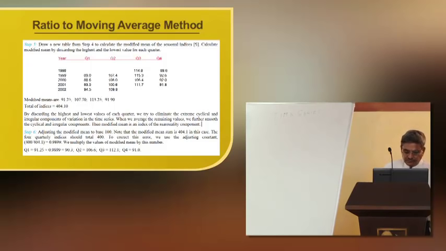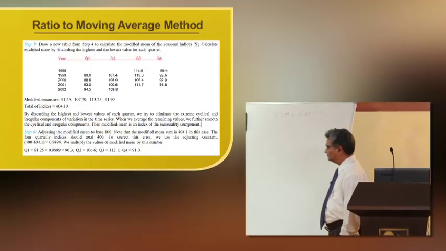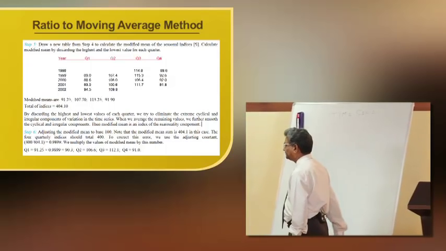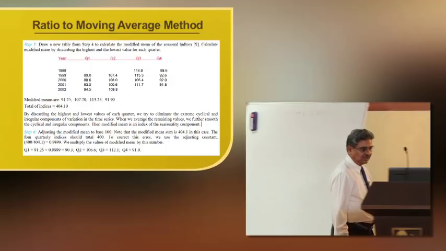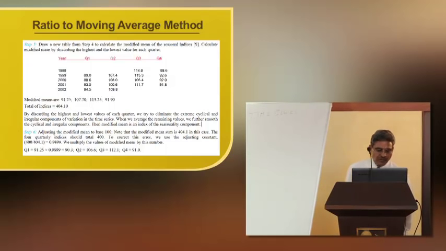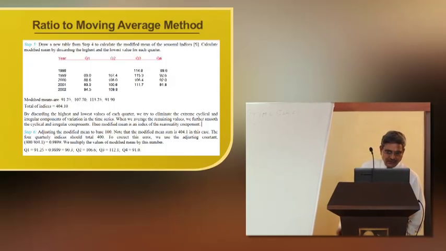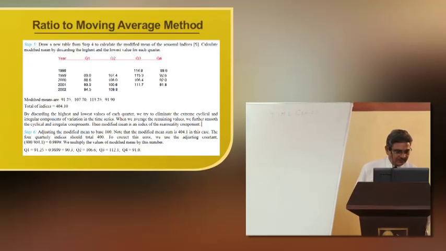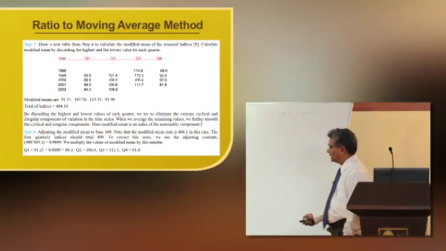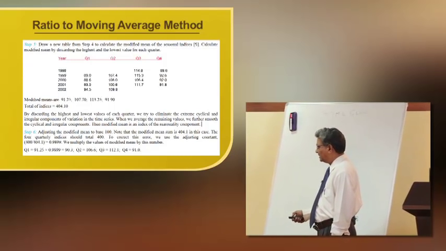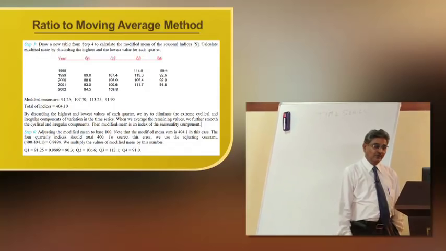Now, the modified mean of this, we take the mean of these values. It is simple, if you want you can calculate, and you get the value 91.25 for quarter 1, 107.70 for quarter 2, and similarly 113.25, 91.90. It is simple, these 4 values total divided by 4, again we get the mean.